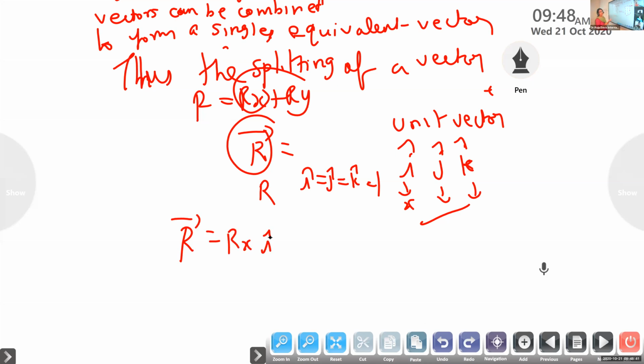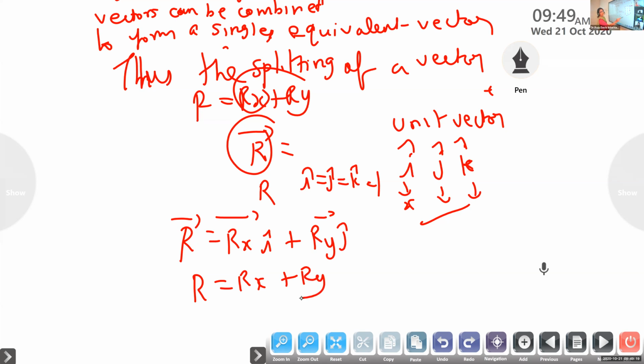If you multiply a real number and a vector, you will get a vector of scaled magnitude. That is lambda A. Same thing. So instead of making these components into vector form, just multiply the magnitude with the unit vector. Then it will become a vector. Okay. Rx i cap plus Ry j cap. So now this is in terms of a vector. And the magnitude is R is equal to Rx plus Ry.